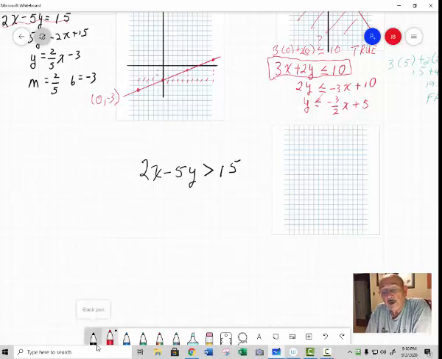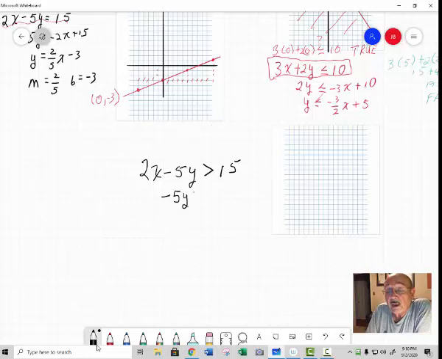Now, be careful on this one. Now, I'm going to divide by a negative. If I divide by a negative, this symbol changes. So you've got to be careful about that. If I divide by negative 5, that's going to become y.